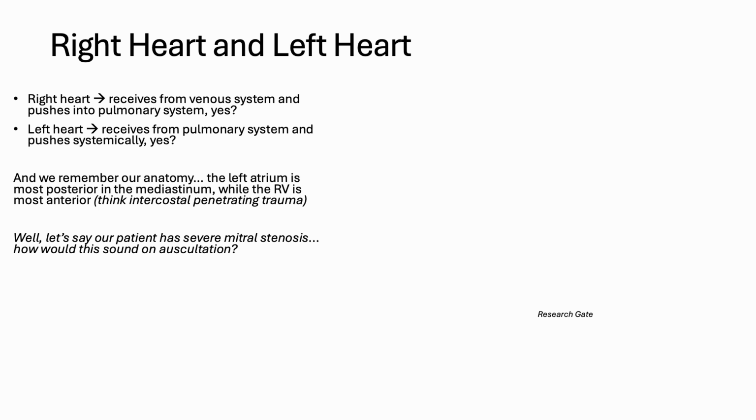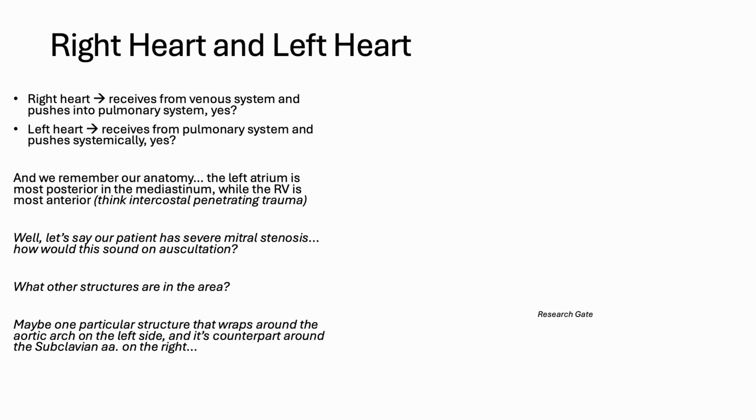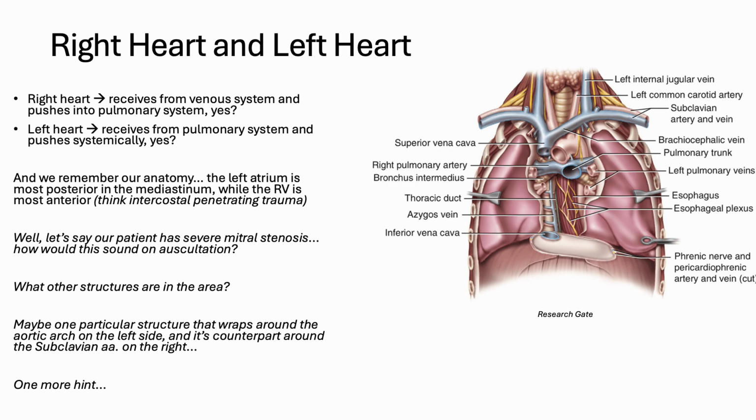Well, let's say our patient has severe mitral stenosis, and we described how this would sound on auscultation. And what other structures are in the area? Think of maybe one particular structure that wraps around the aortic arch on the left side and its counterpart around the subclavian artery on the right. Give you one more hint.